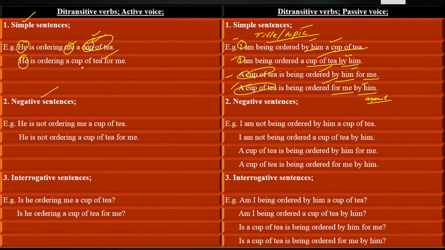Next we have got negative sentences. Those sentences in which we deny the statement, reject the statement, and refuse the statement are called negative sentences.